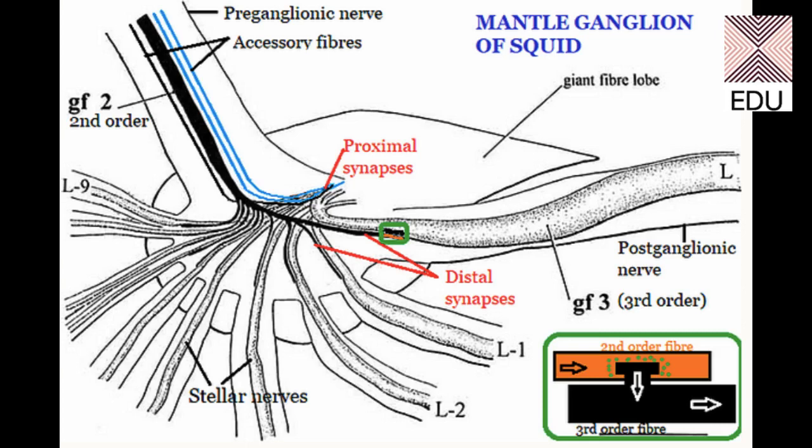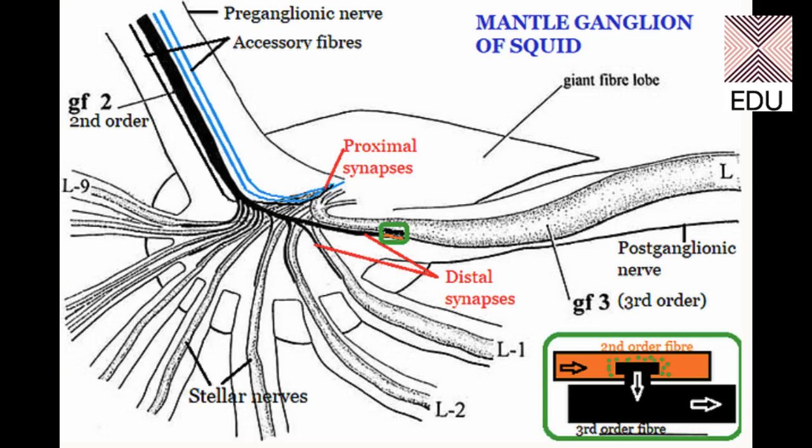Now if you see the diagram in the very center, you have various ramifications of the distal synapses. Here we have written L1, L2, L3, 4, 5, 6, 7, 8 and 9. So you have got 9 stellar nerves, also called stellate nerves, which are again of the third order. But still the actual third order giant fiber is inside the post-ganglionic nerve that we have described earlier.